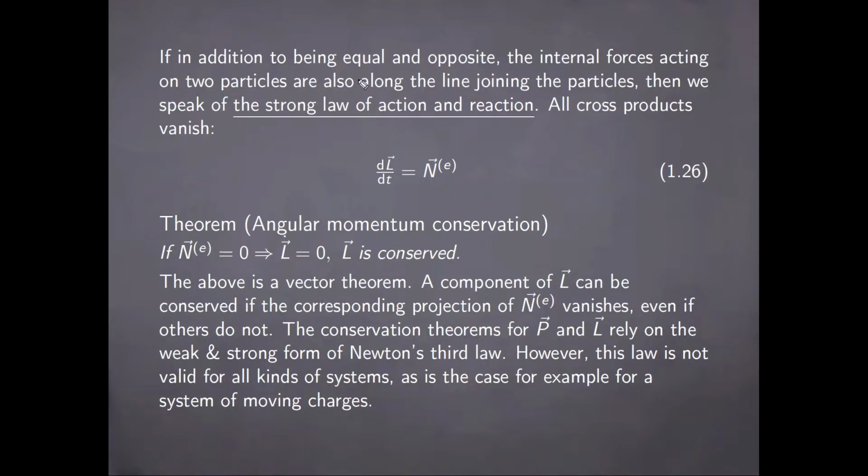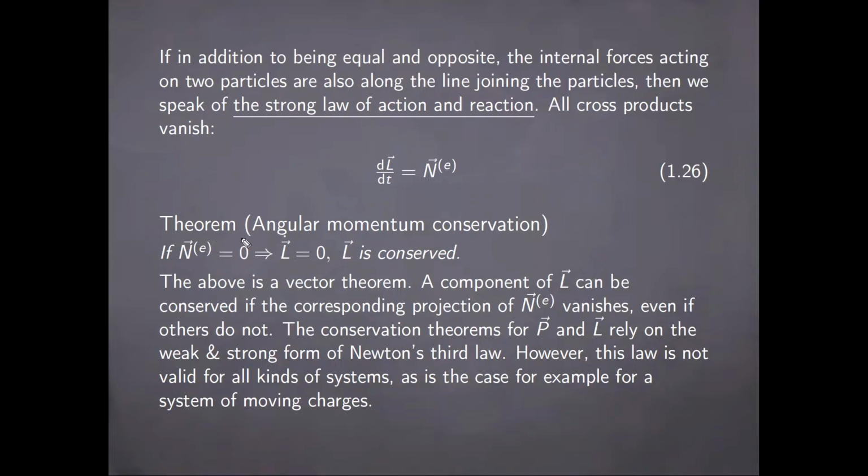If in addition to being equal and opposite, the internal forces acting on two particles are also along the line joining the particles, then we speak of the strong law of action and reaction. In this situation, all cross products vanish and the time derivative of the angular momentum is going to be equal to the total external torque being applied to the system.